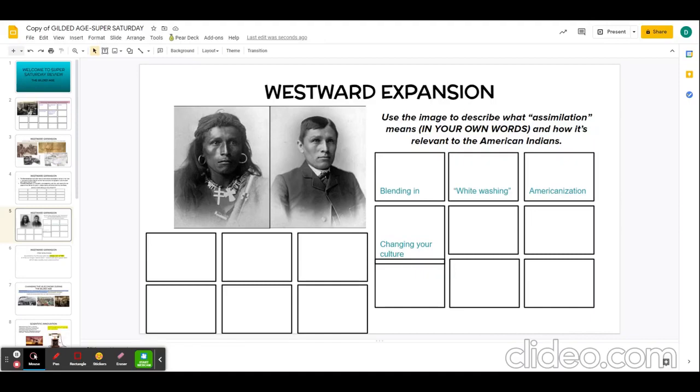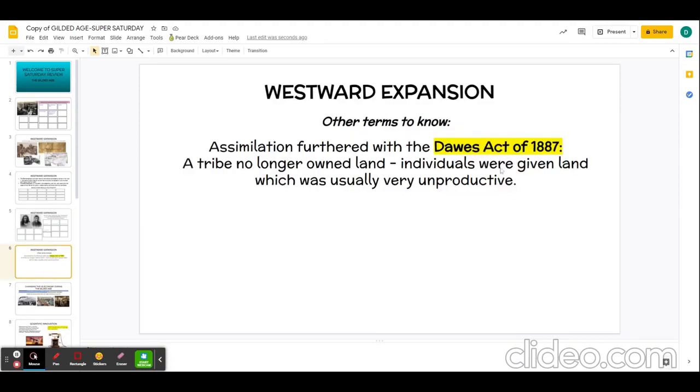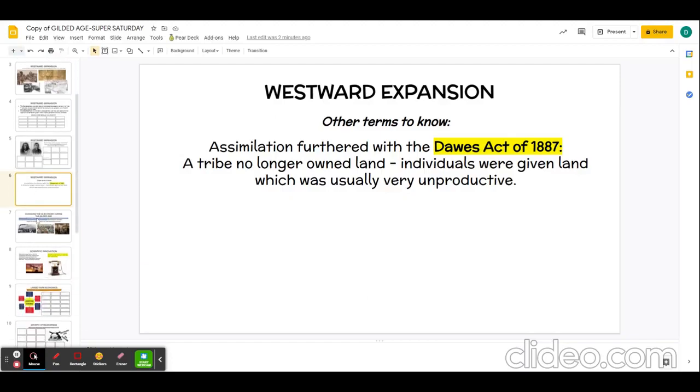So you need to associate the word assimilation with the Native Americans, and specifically with the Dawes Act of 1887, which took away tribal ownership of the land. It created the reservation system. And what we see is that Native Americans were given land back by the United States government, but it was usually very unproductive land. It wasn't good for growing. It wasn't good weather. And so that is part of the treatment of the Native Americans during the Gilded Age.